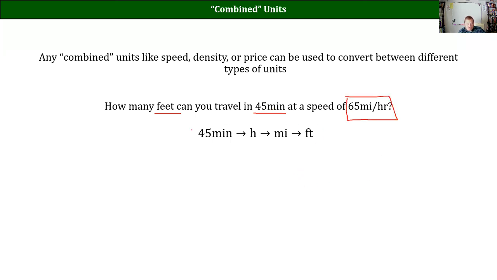there's a lot of information in there. But the key step is realizing that 65 miles per hour is going to allow us to convert between time units and distance units. So the way we could write this, and I'll go back to the whiteboard here. If we want to go from minutes to hours and then from hours to miles and miles to feet, well, minutes to hours is easy. We have 45 minutes and every 60 minutes is 1 hour.